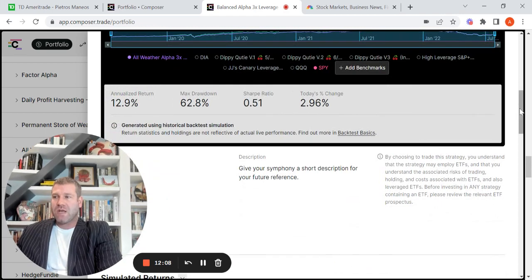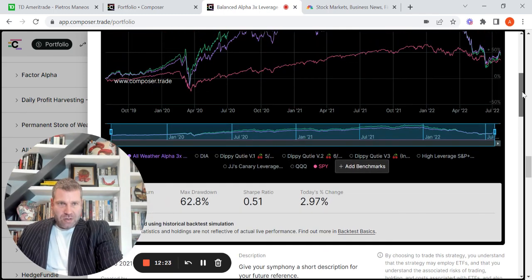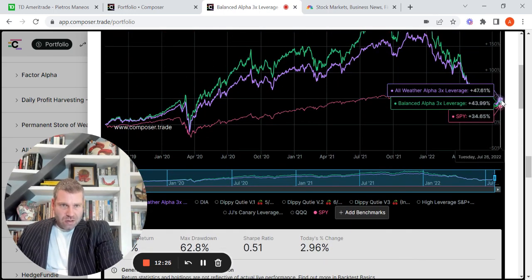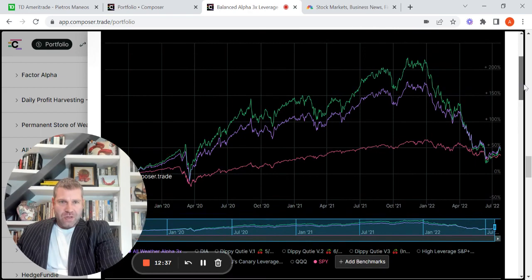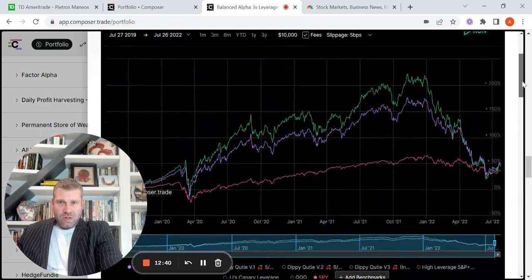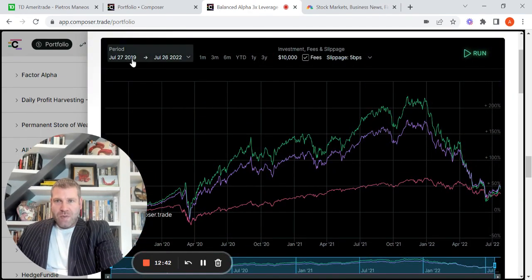We're at 12.9%. Remember, the average long-term return of the S&P 500 index, generally people are going to say 7 to 11% over the long term. So you're at 12.9 here. We can look at it against All Weather, so it looks like it's coming in. All Weather is the most here at 47, then Balanced Alpha 43.99, and then SPY at 34.65. Okay, so now let's go back a little further.